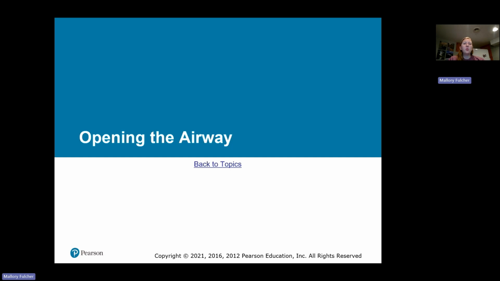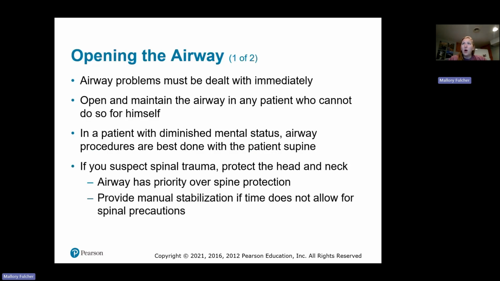So opening the airway. How do we open the airway? Well, airway problems must be dealt with immediately, right? Once we come across the problem in our ABCs, we want to fix it before we move on. We're going to open and maintain the airway with a patient who cannot do it for themselves. So to do that, we have two different methods. We can use the head tilt chin lift or the jaw thrust maneuver to open the airway.